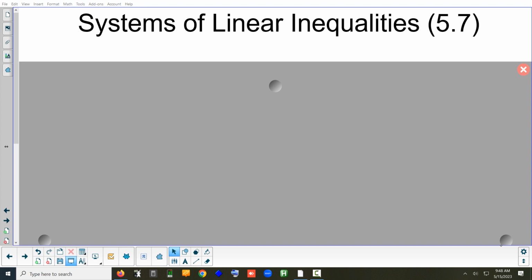Okay, so today we're going to go back and look at a lesson that kind of finishes something we did in 5.6, which is when we graph a line and then shade above or below. Well, in 5.7, we're going to be graphing two lines. And a lot of times they'll make an X shape, and then we're going to shade in one of the sections of the X shape.